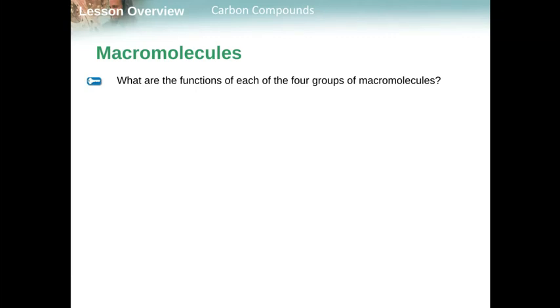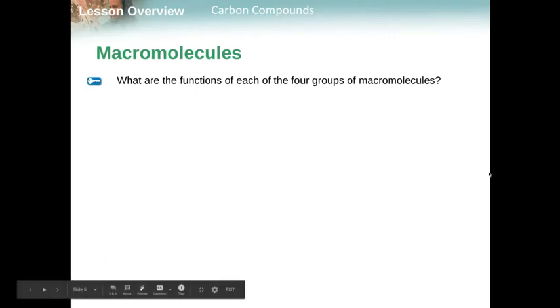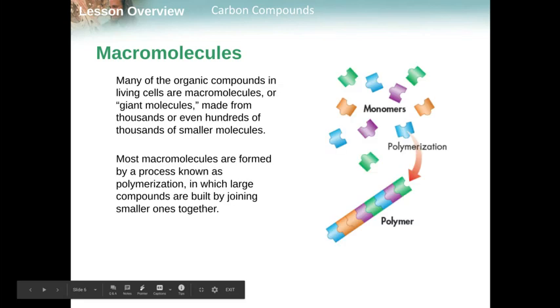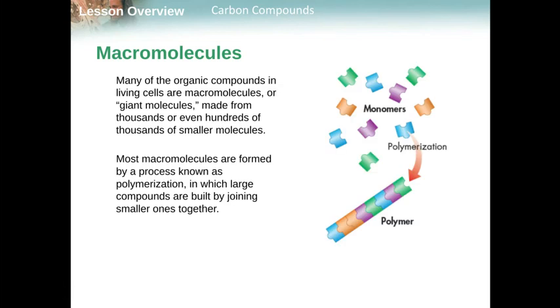So, macromolecules. What are the functions of each of the four groups of macromolecules? Well, first, let's talk about what a macromolecule is. Many of the organic compounds in living cells are called macromolecules because that literally means giant molecules. They're made up from hundreds or even thousands of smaller individual subunits that we call monomers. When we take a whole bunch of monomers, like these little pieces right here, and put them together, we call that polymerization, and we form a polymer.